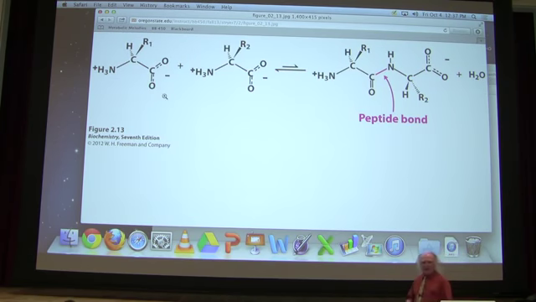All right. Here depicts on the screen the synthesis of the beginning of a protein. It's the joining of two amino acids. The two amino acids are joined in the following way. The alpha carboxyl of one is joined to the alpha amino of another.